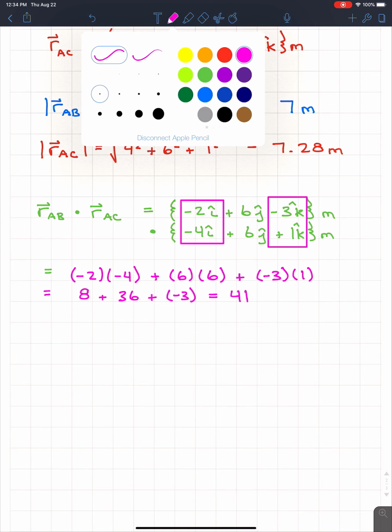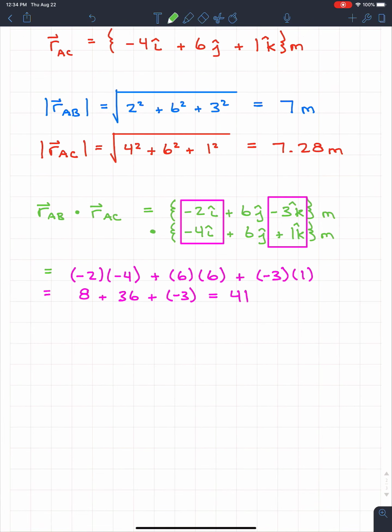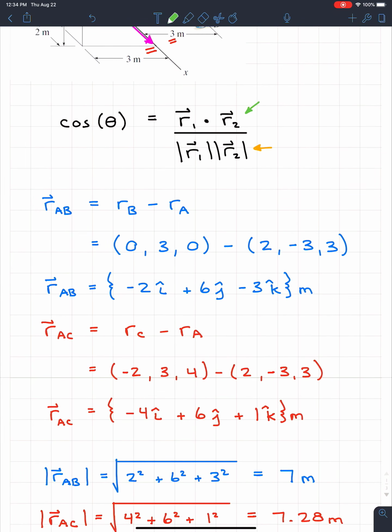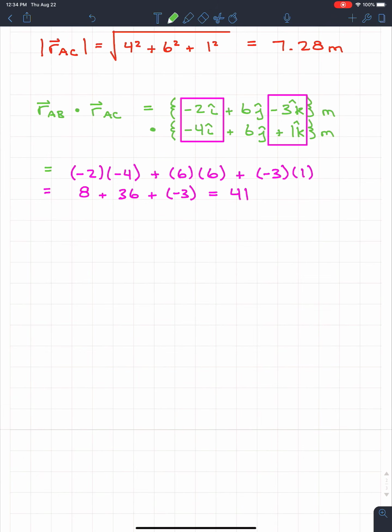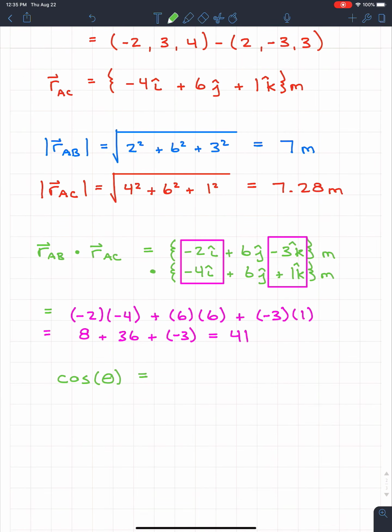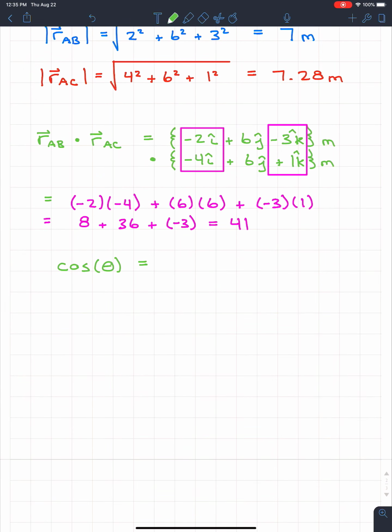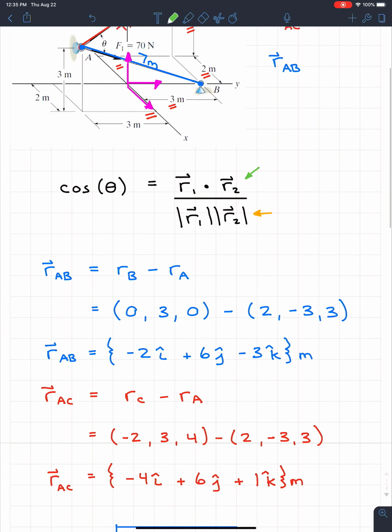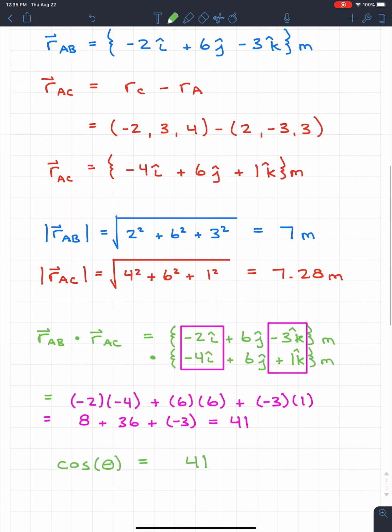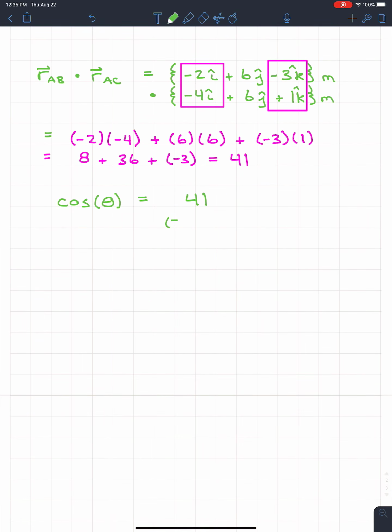Now we can go back to our dot product formula up here. And if we start substituting values in, we're going to have the cosine of theta. And remember, theta is what we want in the end. That's our end all. And it's going to be RAB dot RAC, which we already found out up here is 41. So it's going to be 41, divided by both of the magnitudes multiplied by each other. So the bottom here is going to be 7 and then 7.28.